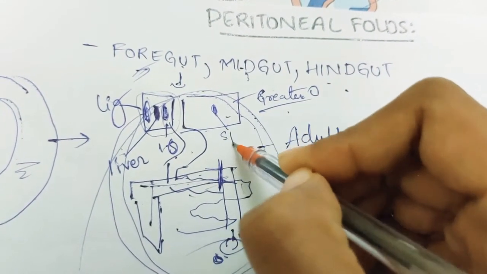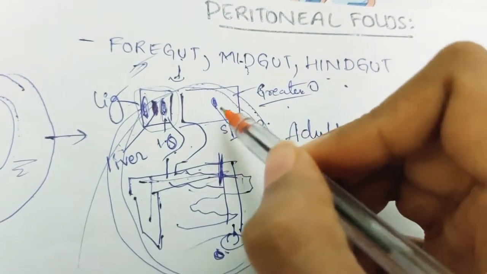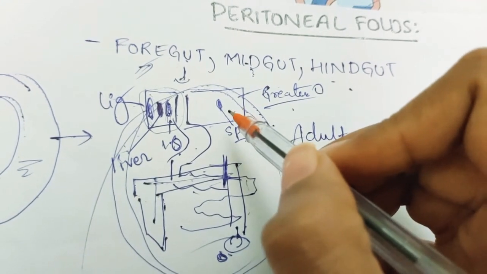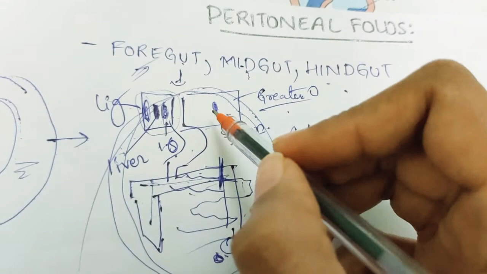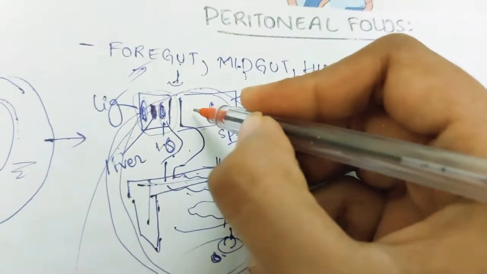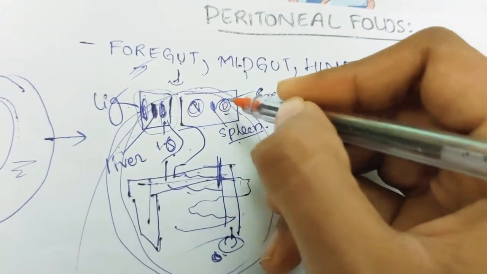So here comes the spleen. In the ventral mesogastrium there is the liver in the middle. Here comes the spleen. The spleen is in relation to the cranial part of the dorsal mesogastrium. And now because of the spleen, the dorsal mesogastrium is also dividing into a ventral part and a dorsal part. Okay, so this is the ventral part and this is the dorsal part.